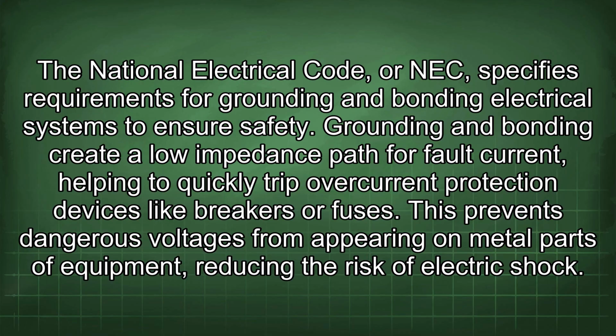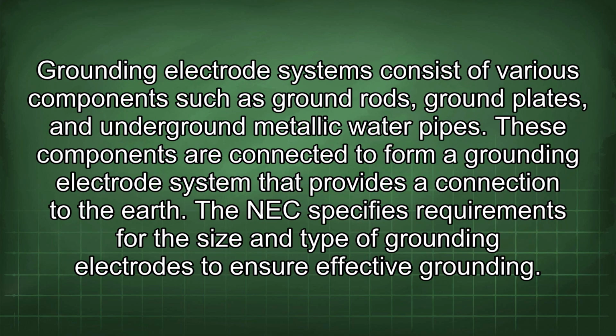This prevents dangerous voltages from appearing on metal parts of equipment, reducing the risk of electric shock. Grounding electrode systems consist of various components such as ground rods, ground plates, and underground metallic water pipes. These components are connected to form a grounding electrode system that provides a connection to the earth. The NEC specifies requirements for the size and type of grounding electrodes to ensure effective grounding.